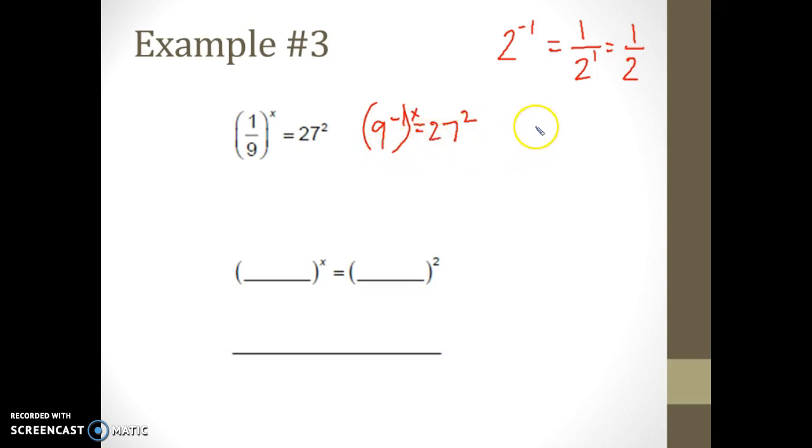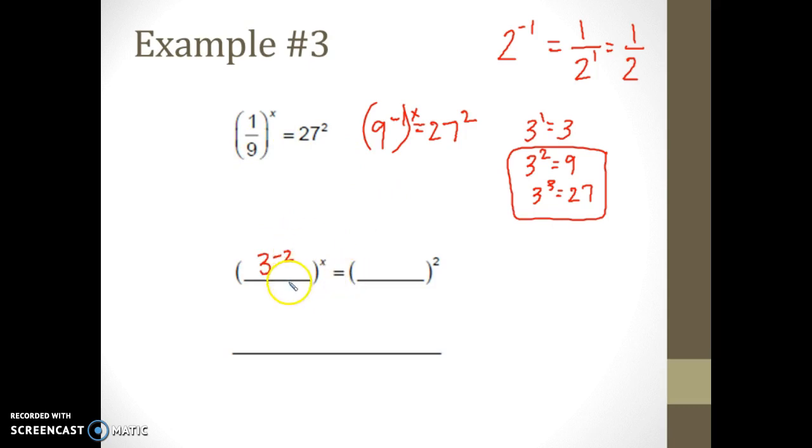So I'm going to look at 3. 3 to the first power is 3. 3 squared is 9, and 3 cubed is 27. So I'm going to use my base of 3. And then just remember, because this is a fraction, it's not going to be 3 squared, it's going to be 3 to the negative 2, so that I get that 1 over 9. And then over here we're going to plug in 3 cubed.